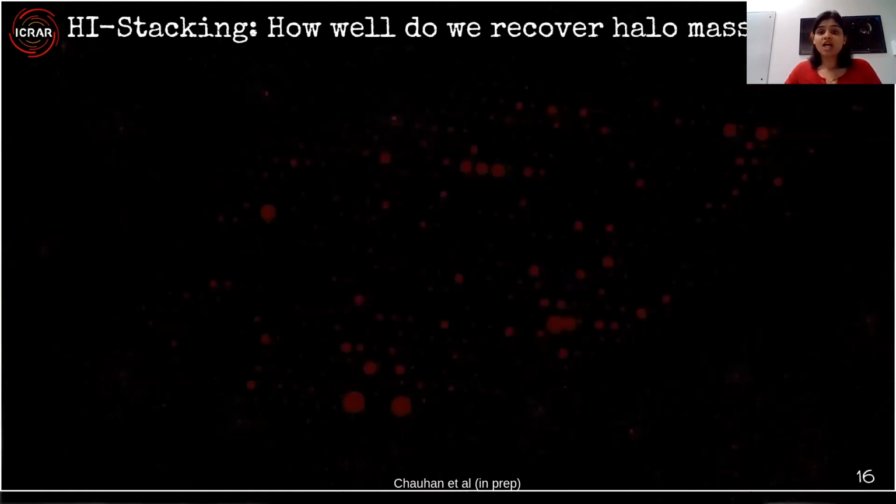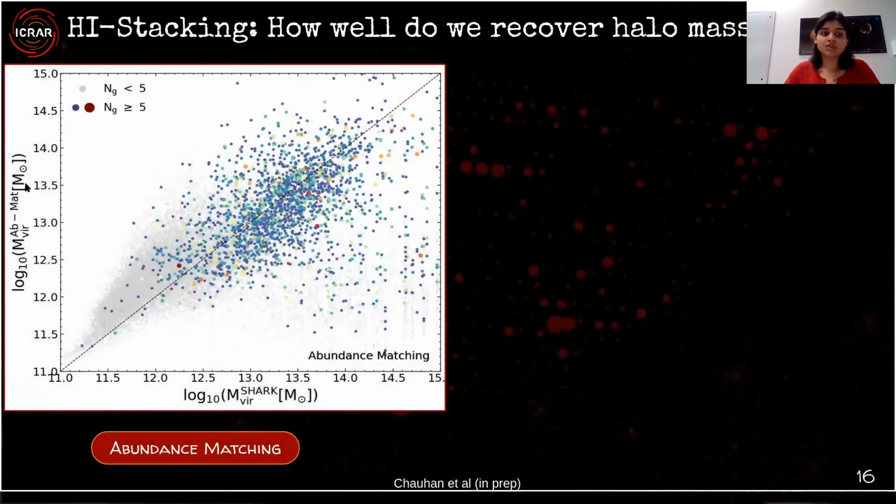So the next point was, how well are we recovering the halo masses from either abundance matching or dynamical mass when we compare them with the actual virial masses of those groups? So in the plot here, on the y-axis, we have the virial mass that we estimate using the abundance matching technique, and then compare it to the intrinsic virial masses of those halos in SHARK. And from abundance matching, we find that even though they are close to the 1:1 line over here, we find a huge scatter in the halo mass estimates.